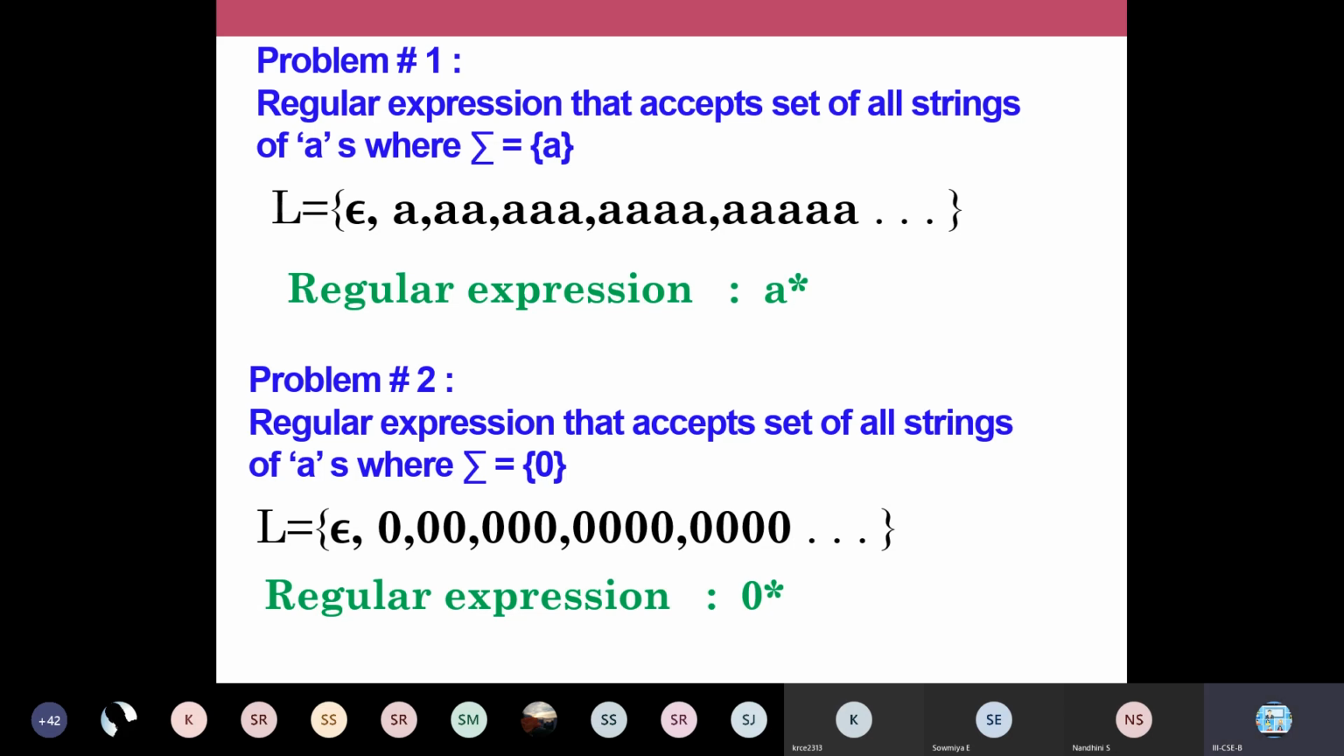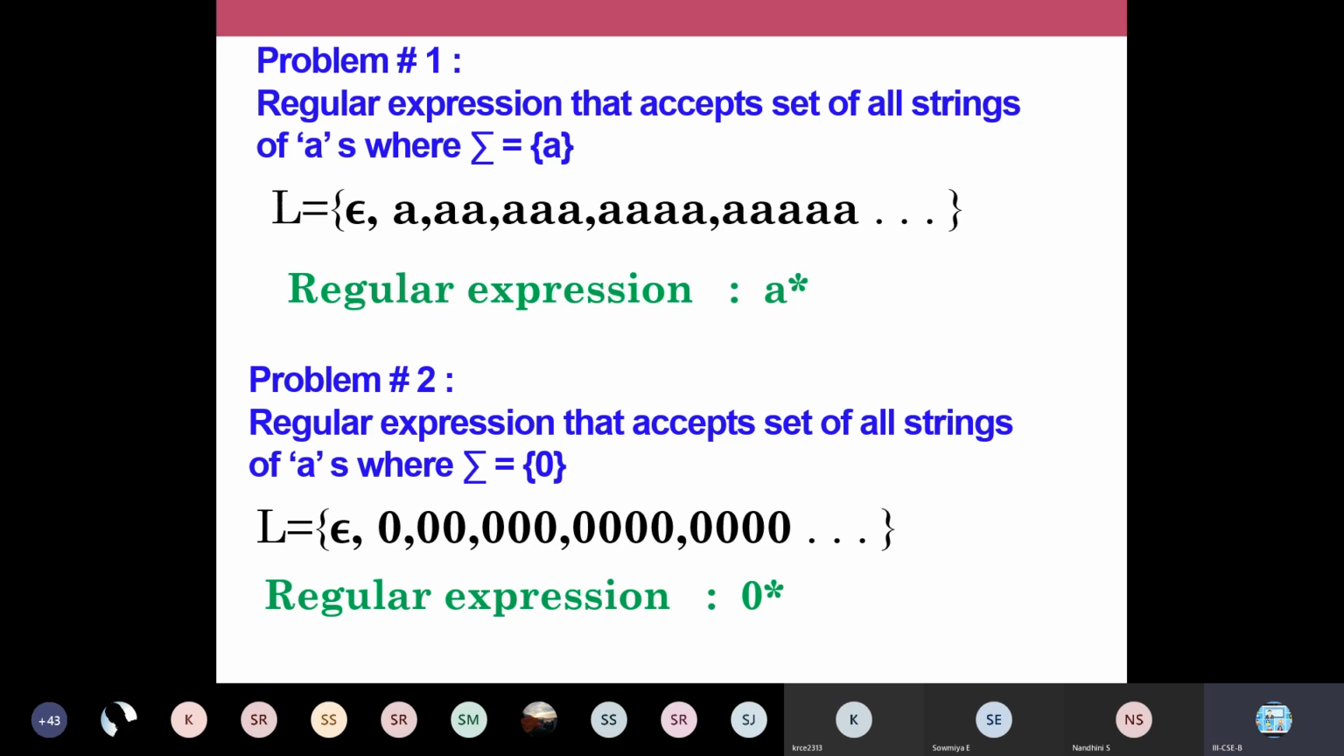Regular expression that accepts set of all strings of zeros. In your problem 2, you write it is zeros. Regular expression that accepts set of all strings of zeros, where your input alphabet is 0. One example we have seen with A is, what if your symbol is 0? Instead of A, you can substitute all the symbols. If it is 0 here, there is a mistake, so in your problem 2, just write it correctly in your notebook.